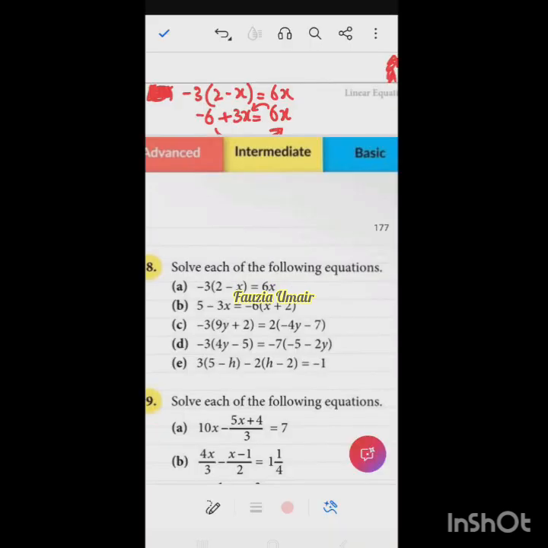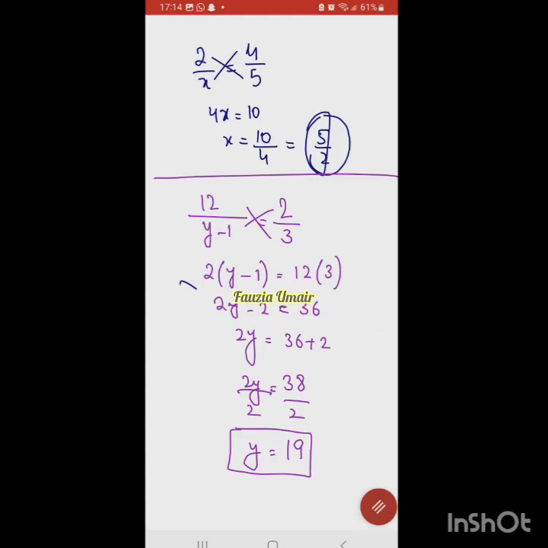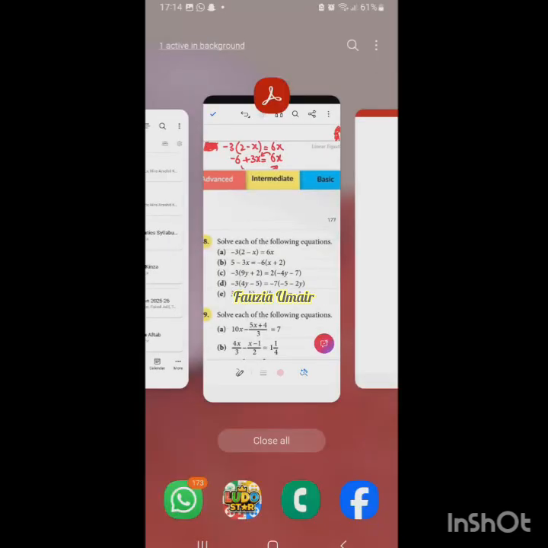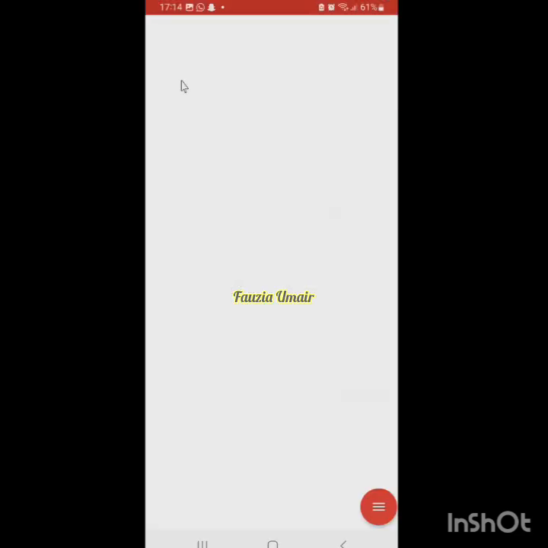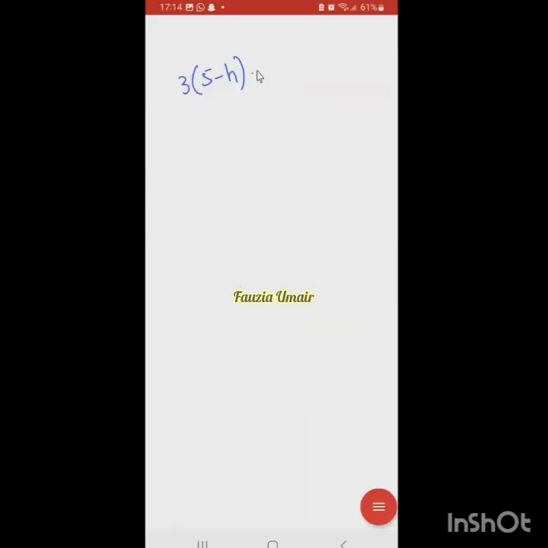In school, should we discuss E part also? The last part. Okay. We can just do the last part together, right? So let me write it down. The last part is 3 into 5 minus h, minus 2 into h minus 2 is equal to minus 1.